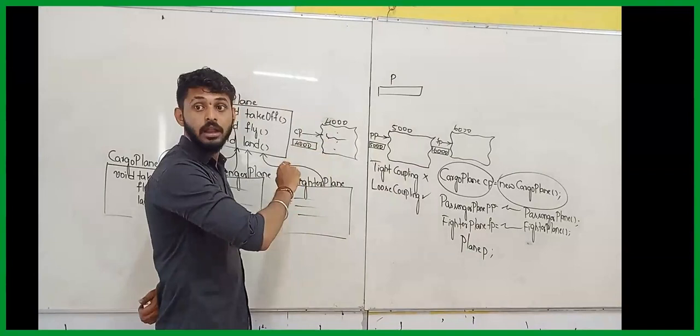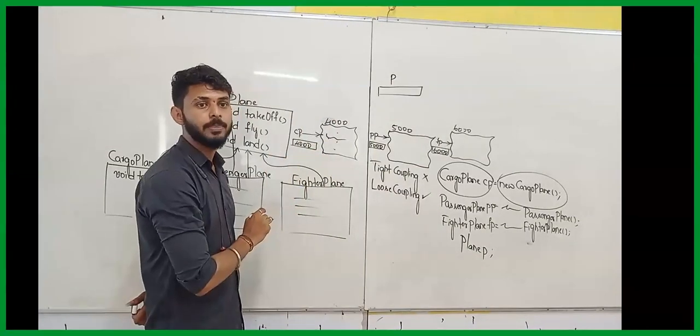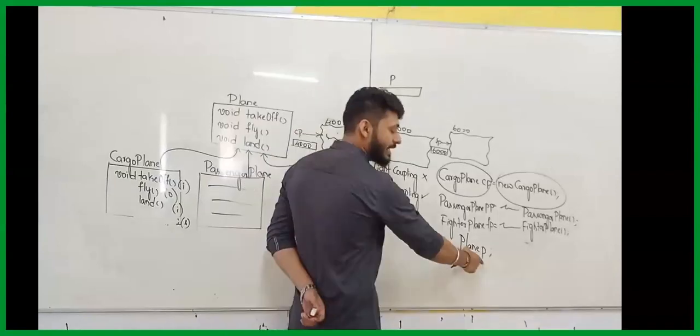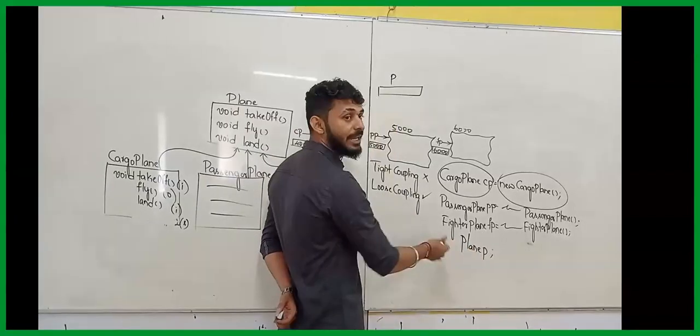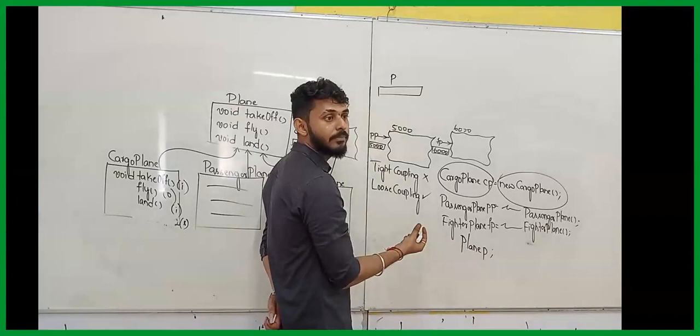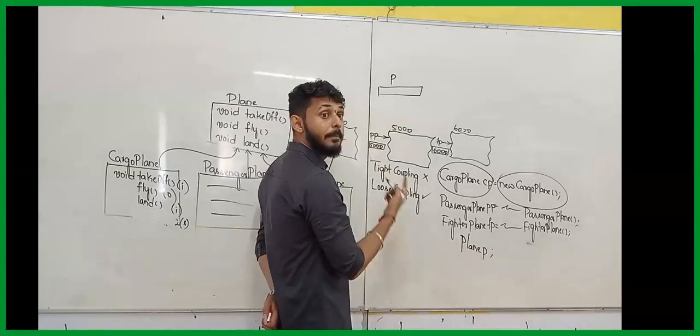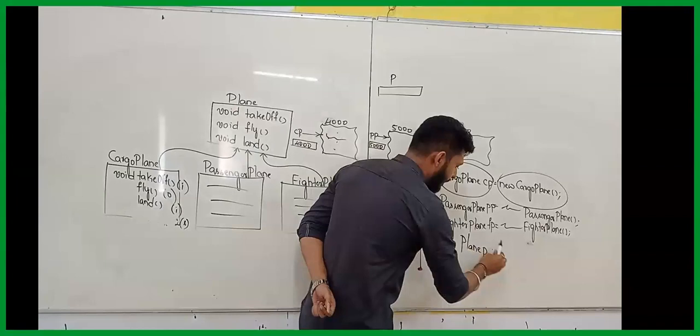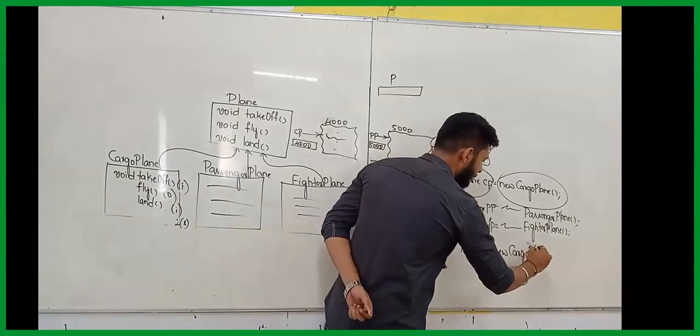Now we will not call directly. What we will do? We will try to store plain type P. P is of type plain. Plain is what? Parent class. Now what I will do? Can I write it like this? Plain type P. Yes or no? What I'm doing here?